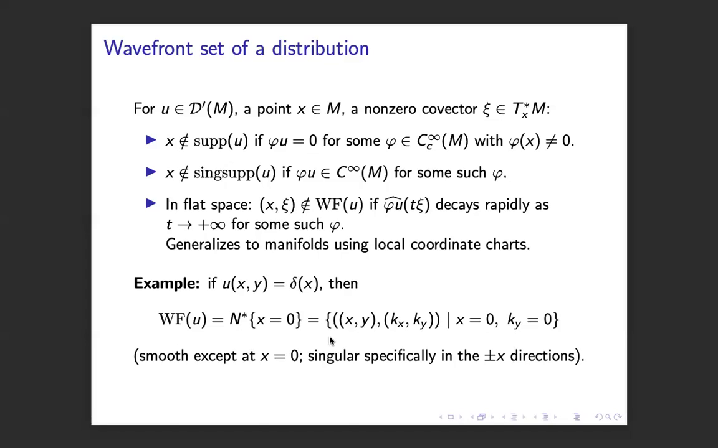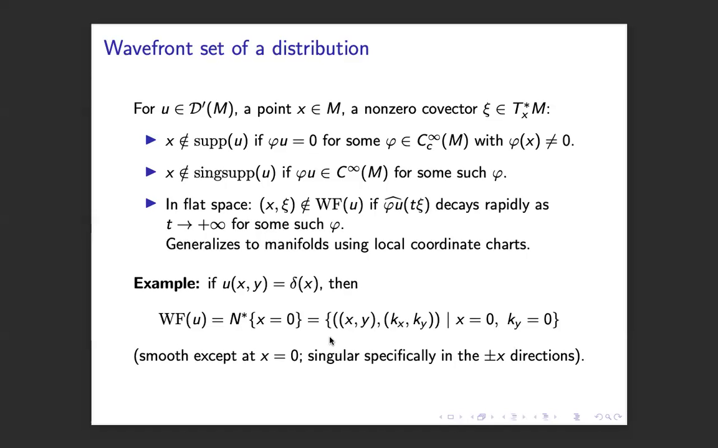Well, if it's a smooth wave, there would be no wavefront set, because you only have a wavefront set if something has a singularity. But if you have a sharp wavefront, then it would be wherever the wavefront is and going in the direction of where the wavefront is.